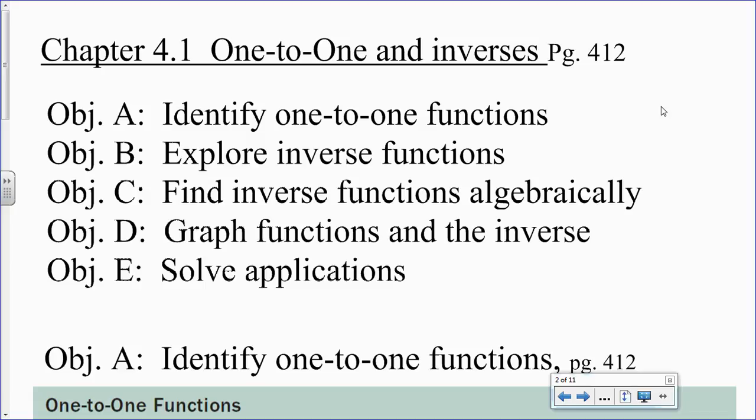We'll mostly do just A, B, and C. We'll talk briefly about D and E, but really mostly just A, B, and C. So we have to talk about what a one-to-one function is because inverse functions are one-to-one. So that is where we will start.